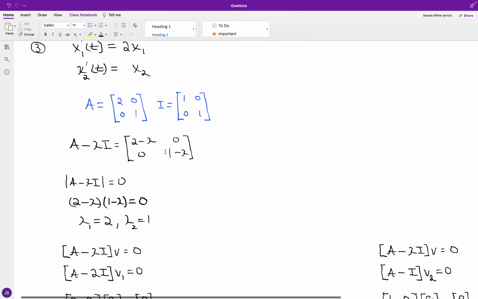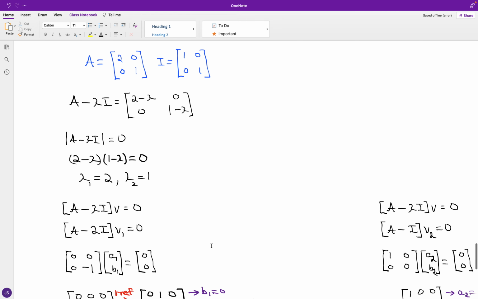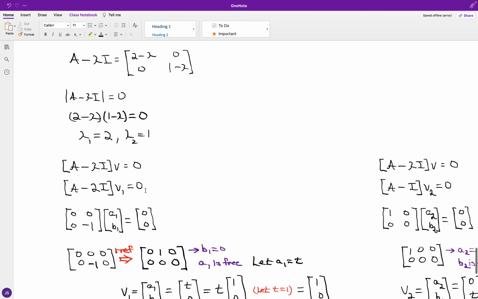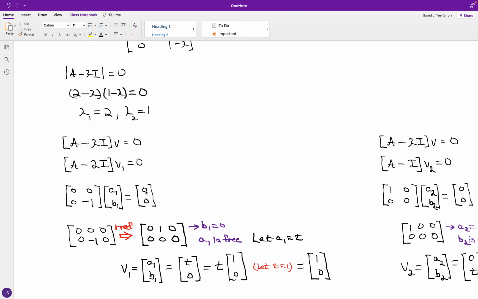So we have 2 minus lambda times 1 minus lambda. The other diagonal product is zero, so right away we have our two eigenvalues to be 2 and 1. We can say that the first eigenvalue is equal to 2 and the second is equal to 1, and now looking at establishing the eigenvectors.